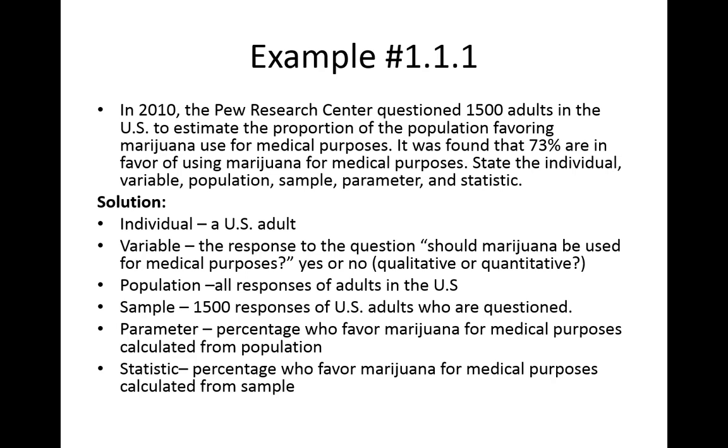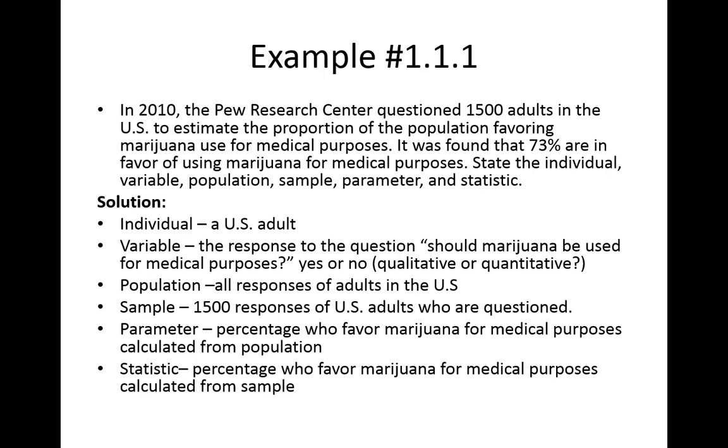Now, anyway. In 2010, the Pew Research Center questioned 1,500 adults in the U.S. to estimate the proportion of the population favoring marijuana use for medical purposes. It was found that 73% are in favor of using marijuana for medical purposes. State the individual, the variable, the population, the sample, the parameter, and the statistic.